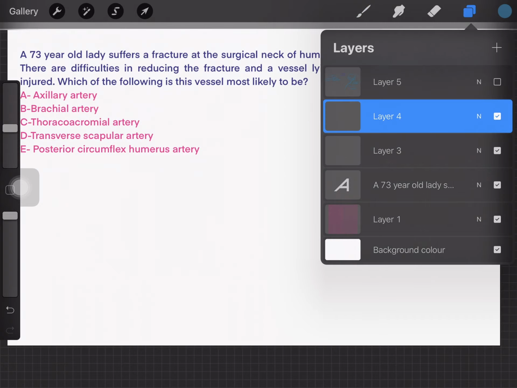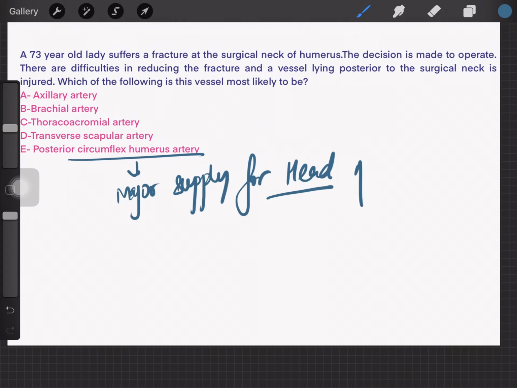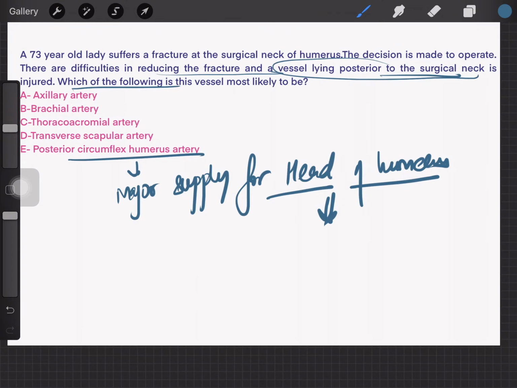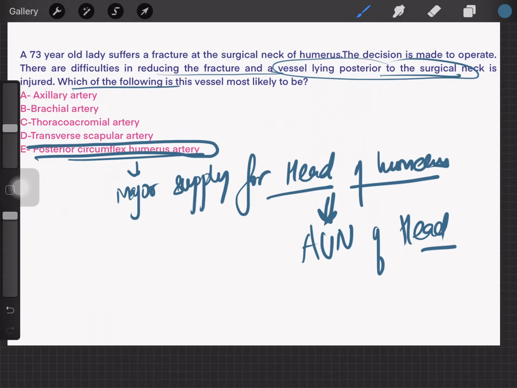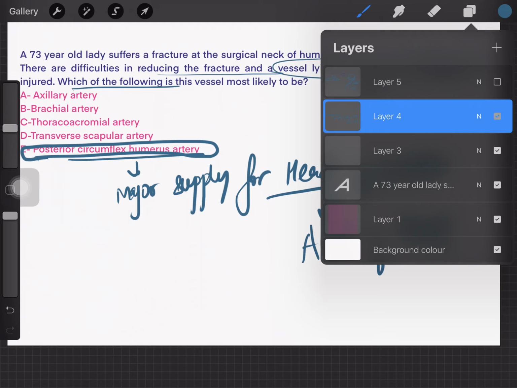What this artery does is, why is this artery important? This artery is a major supply for the head of humerus. Injuring this artery can be very, very dangerous because it can lead to AVN of head. And that is why it is important to know where is posterior circumflex humeral artery, and to ensure it is not injured while you are operating. Every question that comes has some very important clinical significance.